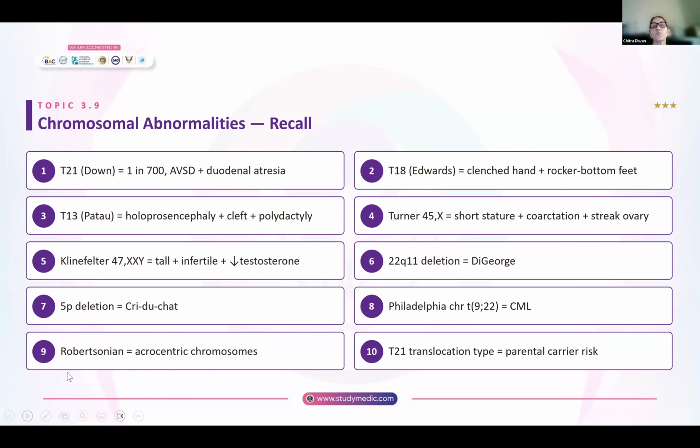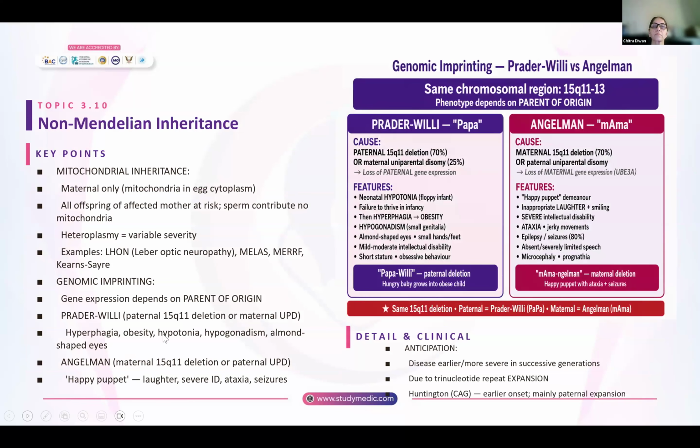Whenever there is 22q11 deletion, you get DiGeorge. 5p deletion gives rise to Cri-du-chat. Philadelphia chromosome is whenever there is translocation between chromosomes 9 and 22. Robertsonian translocation occurs between acrocentric chromosomes 13, 14, 15, 21, and 22. And whenever you have Robertsonian translocation in either the mother or the father, so the parents are carriers of this translocation, there is a very high risk of having repeated Down syndrome in the offspring.